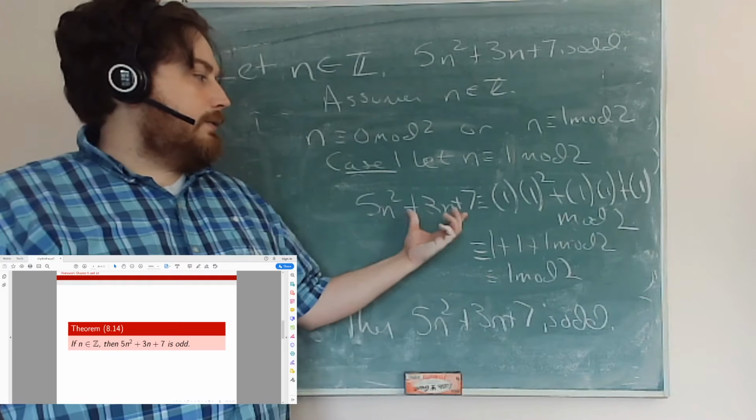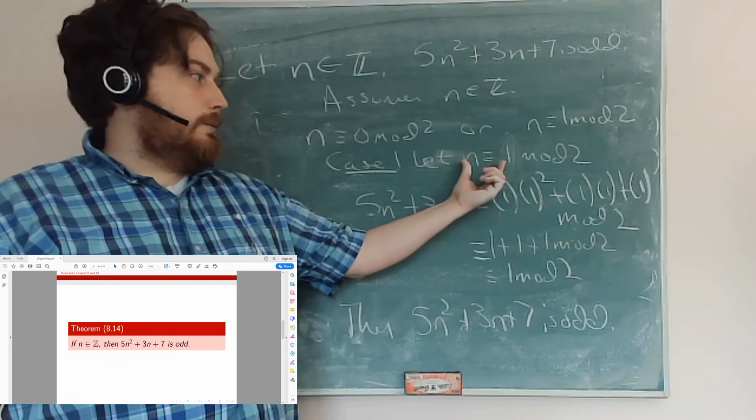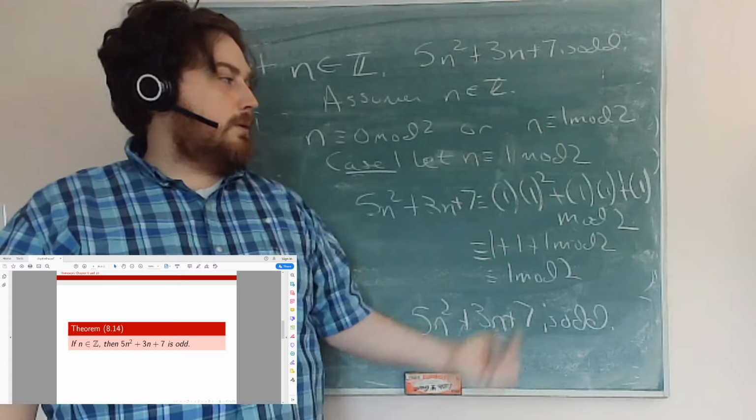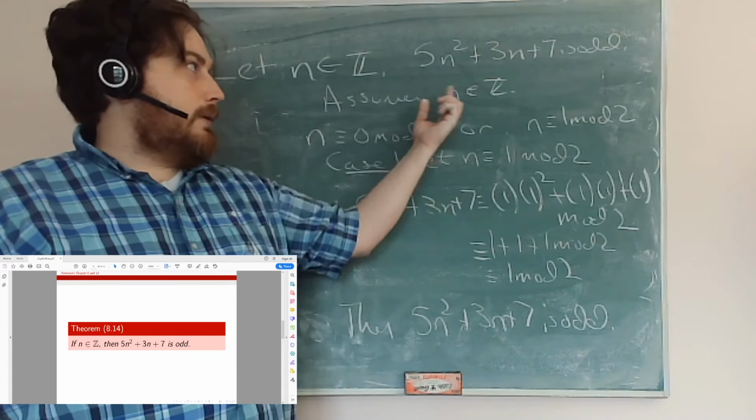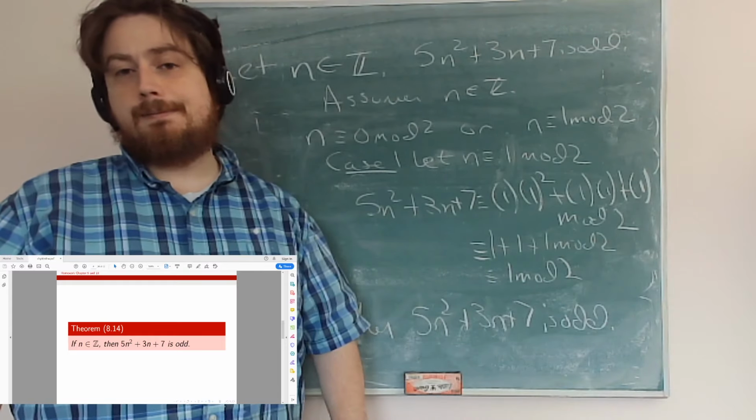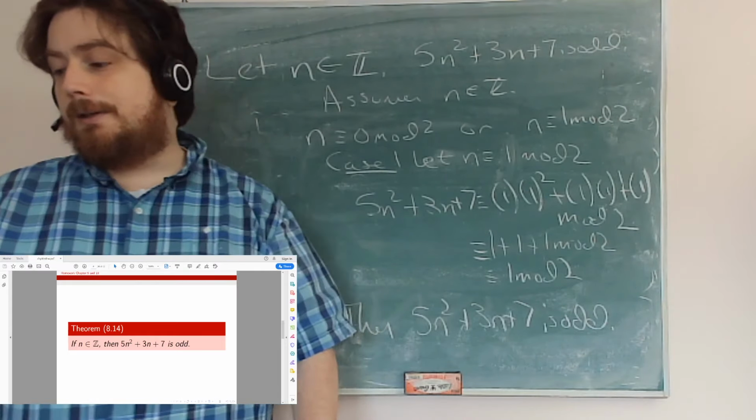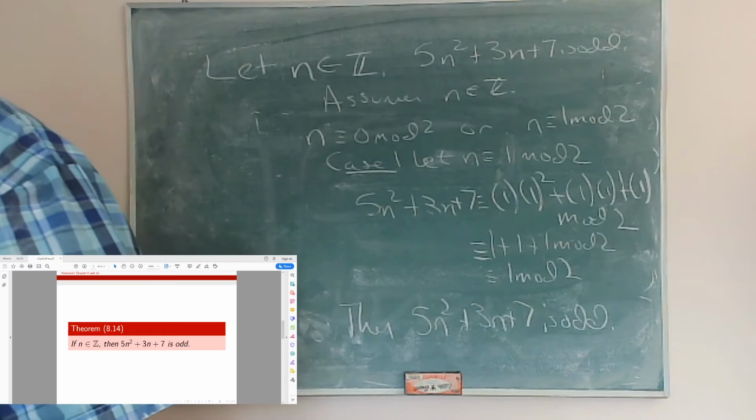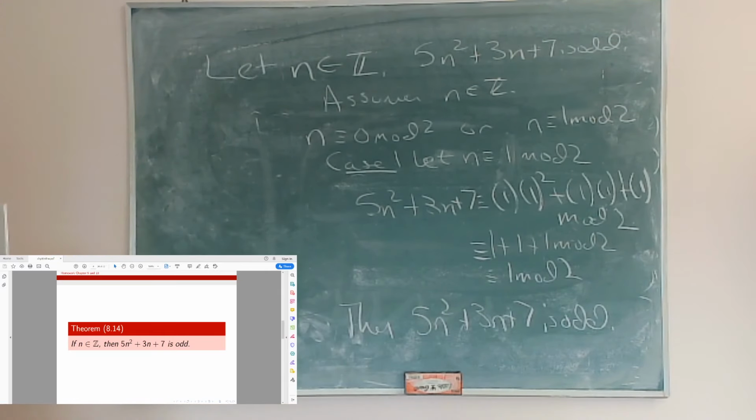Now, I've therefore proven that this is odd no matter whether this is congruent to 0 or to 1. Therefore, for any integer, this is always odd. Does that make sense to everybody? Questions at all in there?